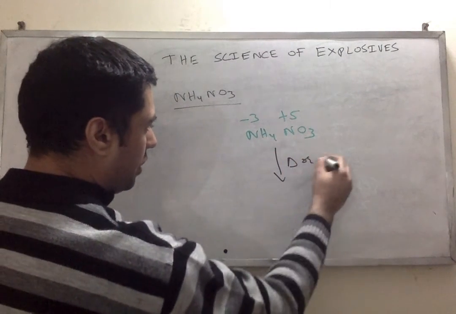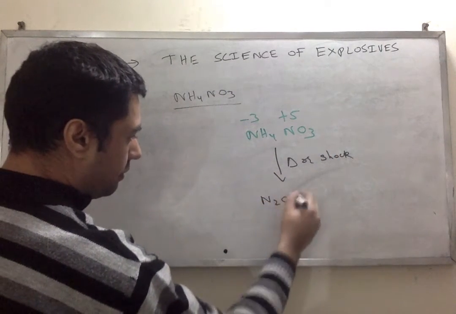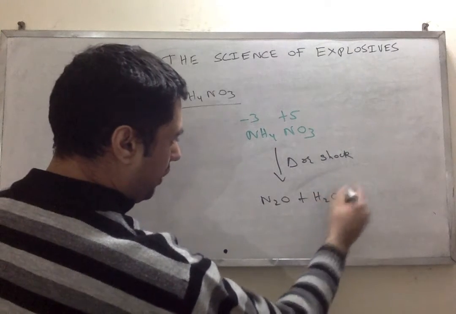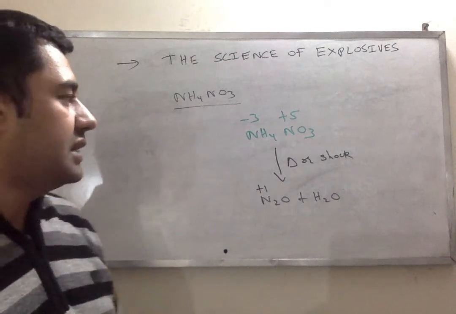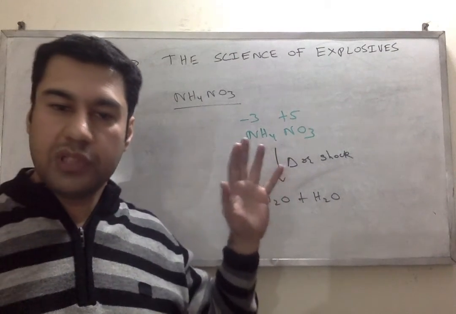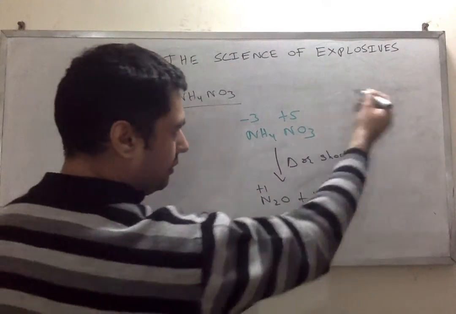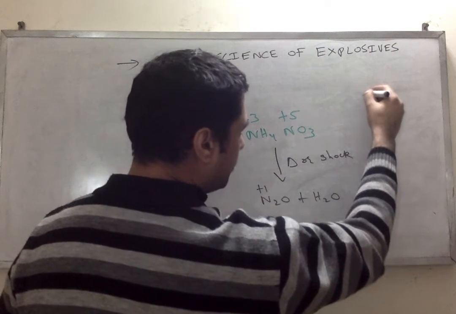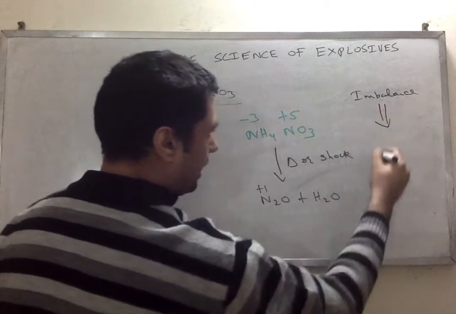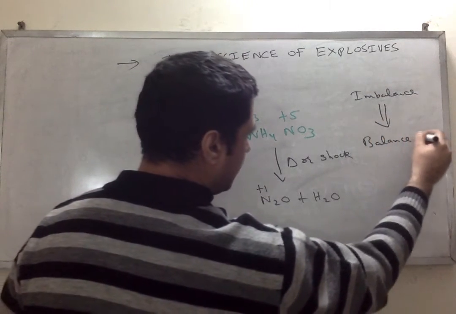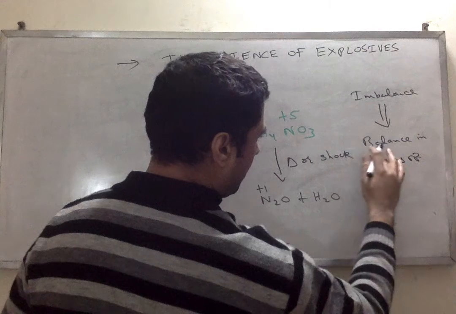Therefore when this compound is subjected to heat or shock, it decomposes to nitrous oxide and water, and here you will observe that each nitrogen is present in a +1 oxidation number, and this has removed the imbalance. So now, summarizing the whole concept of explosives, we can say that explosives basically work so as to remove the imbalance. The imbalance is removed and a balance is brought about in terms of oxidation numbers.